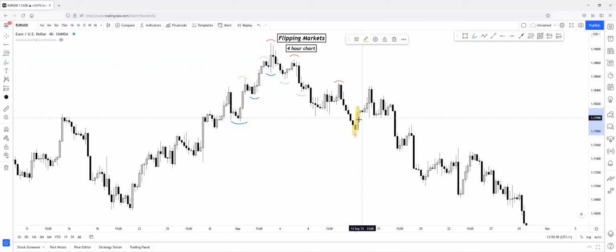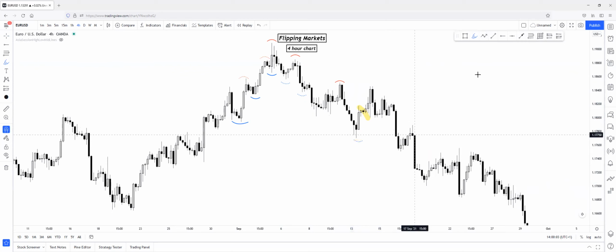This pullback couldn't break above this high, as you can see. So this means this low will be weak. So this is a weak low. After this, price started to do a main trend movement to the downside, and it couldn't break below the last weak low. So this means this will be a weak high. So this is a weak high.